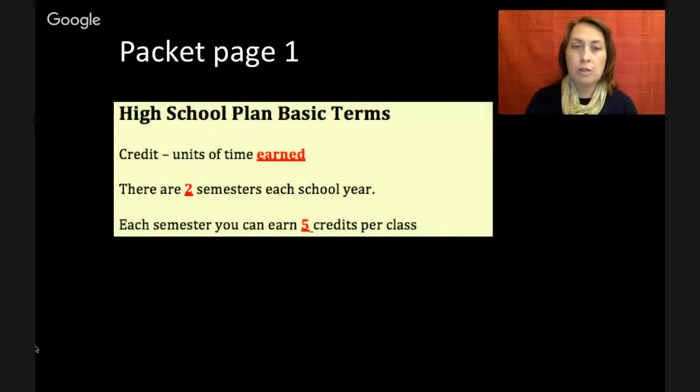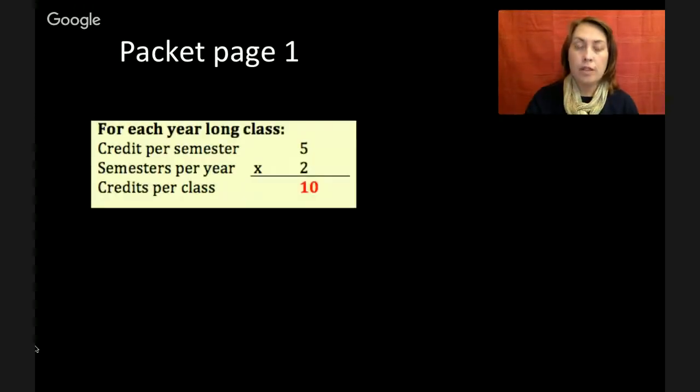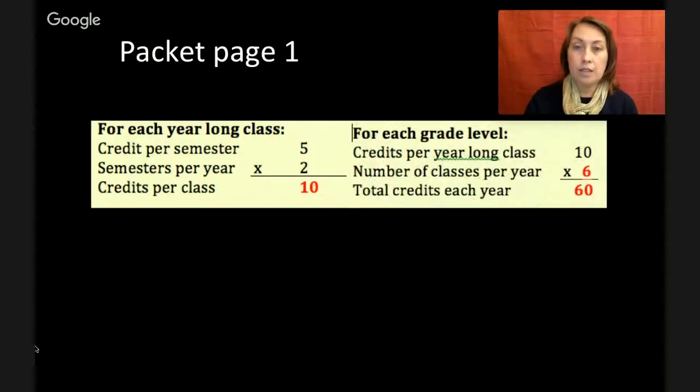There are 2 semesters each school year, and each semester you can earn 5 credits per class. So let's do some math. For each year-long class, you receive 5 credits per semester. There are 2 semesters per year, so that equals 10 credits per class. Go ahead and write in that 10 on your sheet. For each grade level, if there are 10 credits per year-long class and there are 6 classes per year, the total credits each year is 60. So you can earn 60 credits a year.